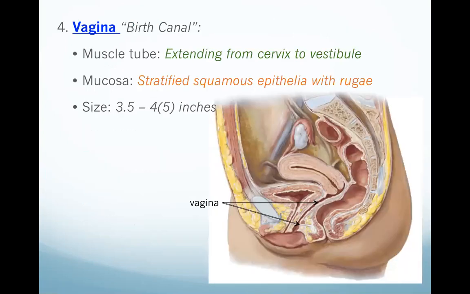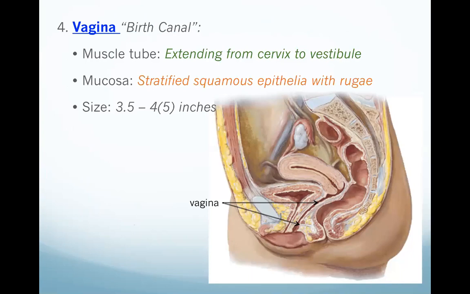So now we're in the birth canal, which is the vagina. The vagina is about 3.5 to 4 inches, depending on the individual. It can be longer or shorter. It also depends on whether or not you had previous vaginal deliveries. Tends to stretch super big because you have to pass a baby through there.